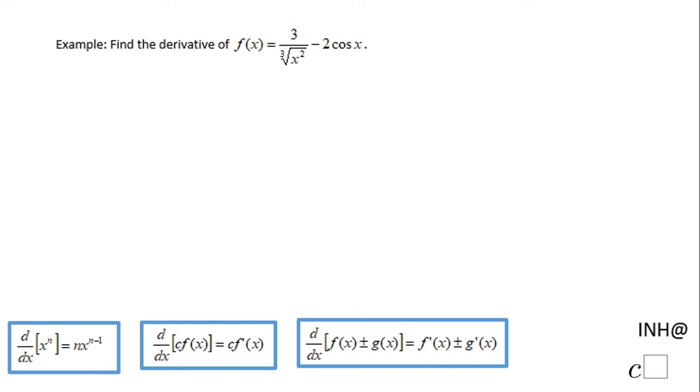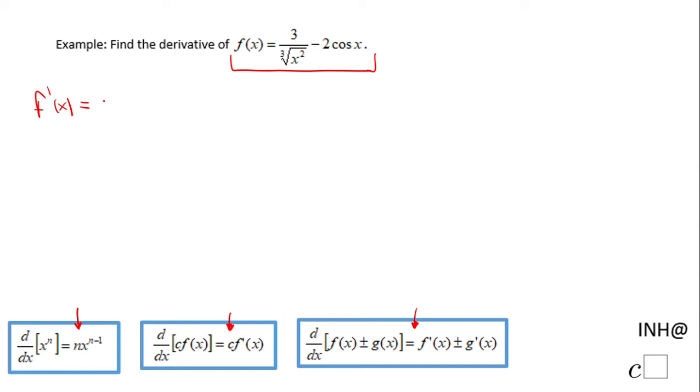In this example, I need to find the derivative of f of x equals 3 over the cubic root of x squared minus 2 cosine x. And for finding the derivative f prime of x, I'm going to use these three rules: the product rule, the constant multiple rule, and the sum and difference rule of derivatives.